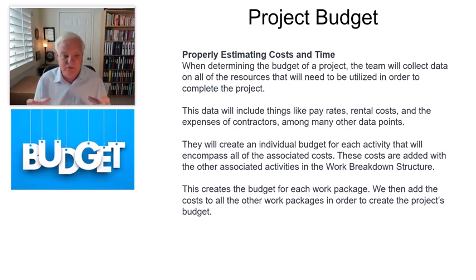So those type of activities will create an individual budget for each activity that will encompass all of the associated costs. We want to make sure that these costs are added with the other associated costs into the work breakdown structure. Make sure that WBS covers everything you can think of when we're talking about budget. This creates a budget for each work package. We then add the costs of all the other work packages in order to create the project's budget.